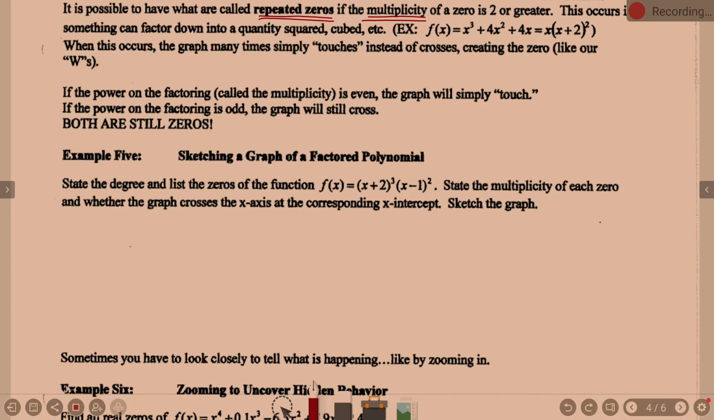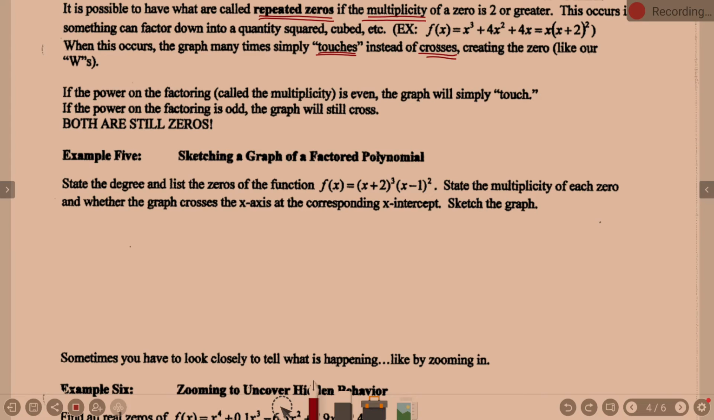Now, we're going to talk about whether our graphs touch or cross. So does that mean there's 2 zeros there, or there's just 1? It's a repeated zero there. It's still just one number. If you're giving me an answer, you'll just give me the number once. Just know that it repeats, and knowing that fact is going to change how your graph behaves. Okay, and we'll look at some examples.